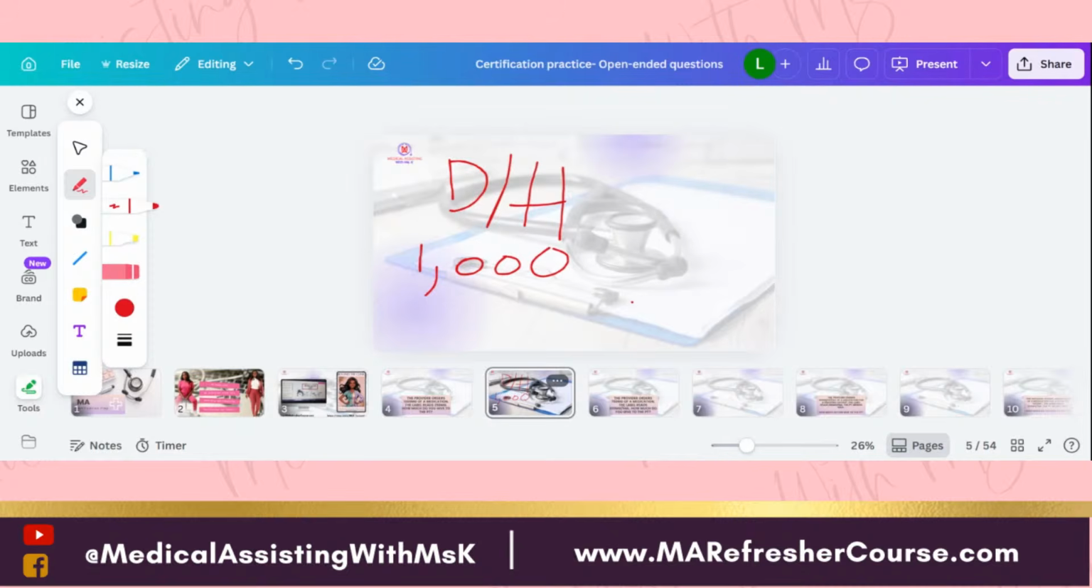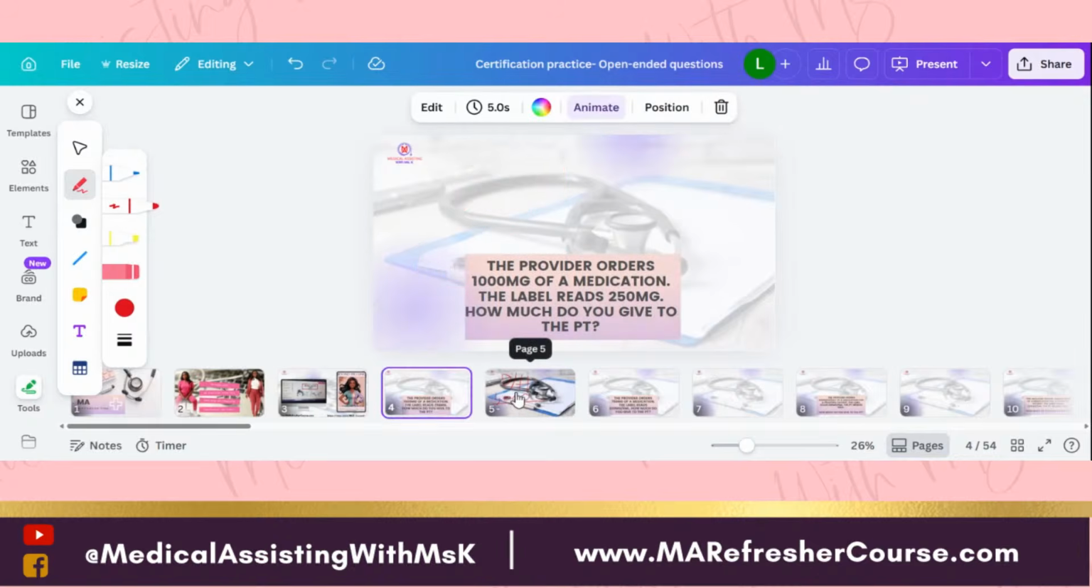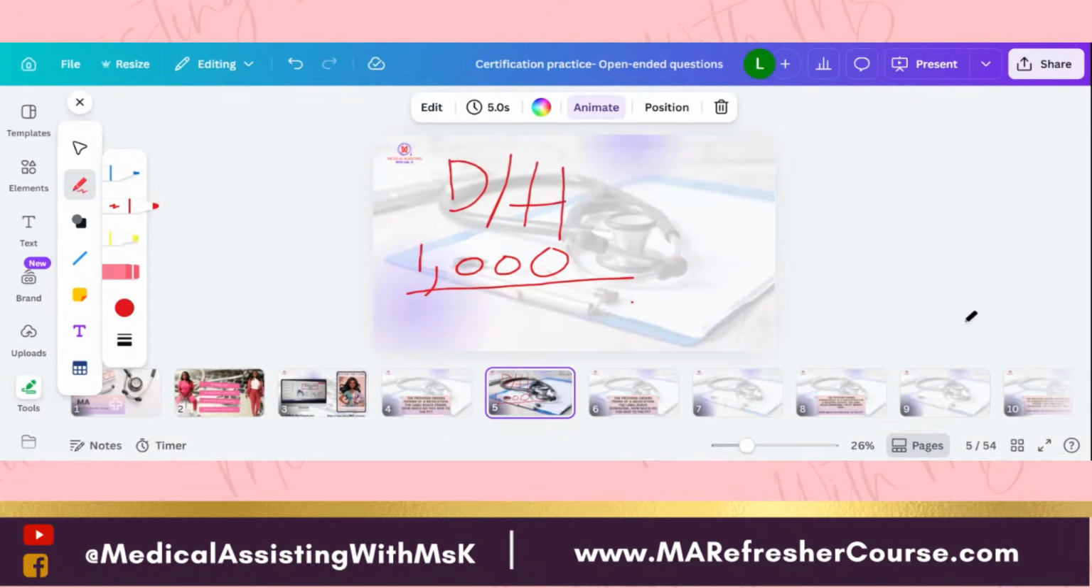Okay. And mind you, I'm doing this with my finger, so it may be a little bit sloppy, which is fine. And then how much did we say we had when we went to the cabinet? Did I say 250? I think I said 250. Let me go back. Yeah, 250 milligrams. Okay, so we're going to do 250.